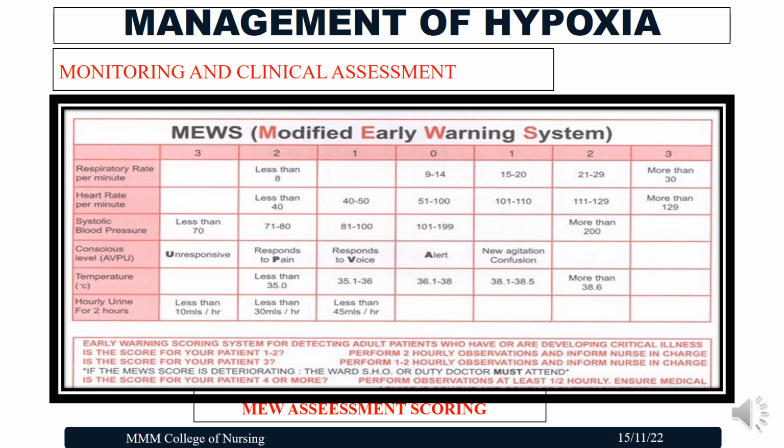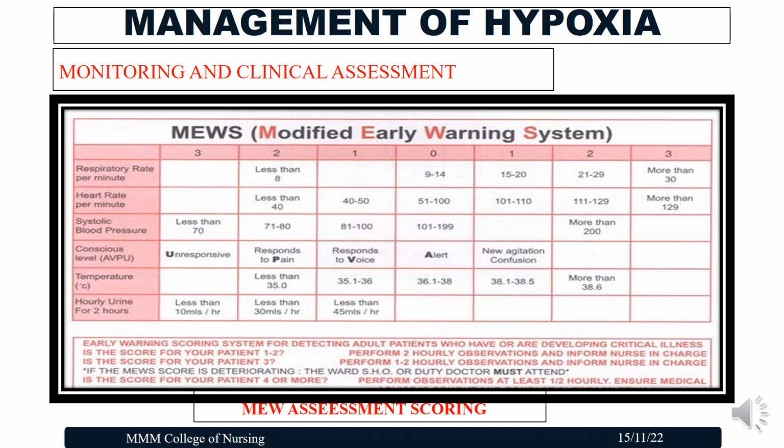So if the patient's respiratory rate is less than 8, it will be given a score of 2. If the patient's respiratory rate is 9 to 14, that will be rated under the score of 0. If the respiratory rate of the patient is 15 to 20, it will be rated as 1.